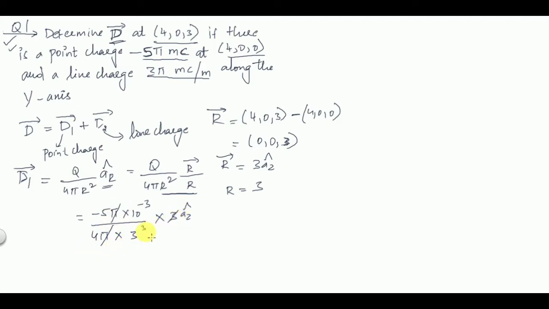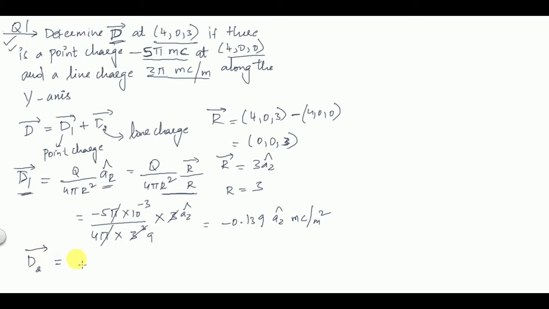Using your calculator, I'll write it in millicoulomb only. It will be minus 0.139 az cap millicoulomb per meter square. D bar units are coulomb per meter square. So this is how you find D bar due to the point charge.